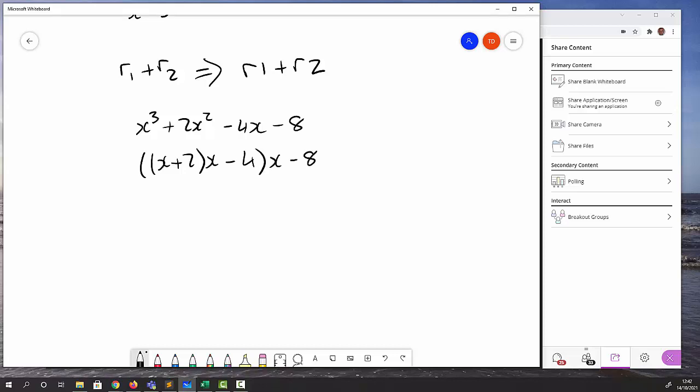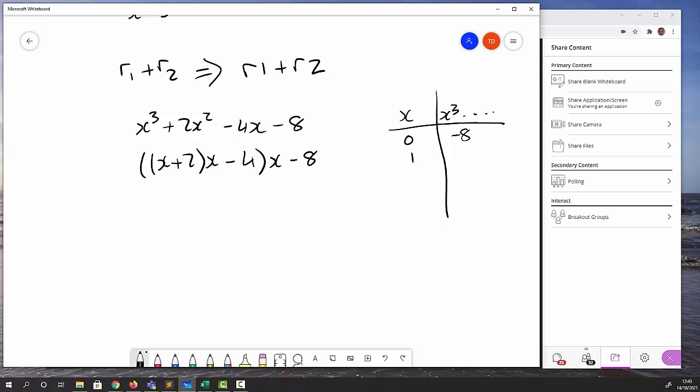Okay, so I'm just going to try some values in here. If I put 0 in, so all the x's become 0, I end up with minus 8. So let me do a table. I've got x and then the expression x cubed and so on. When x is equal to 0, this whole expression equals minus 8, so that means that x equals 0 is not a root of this equation.